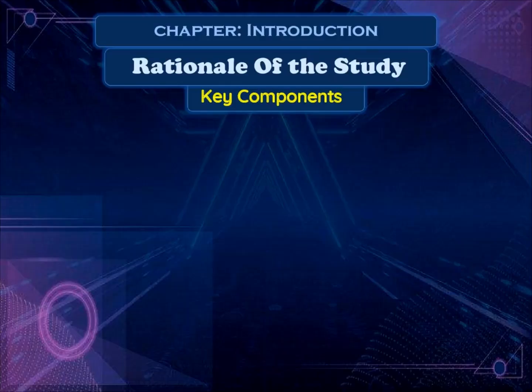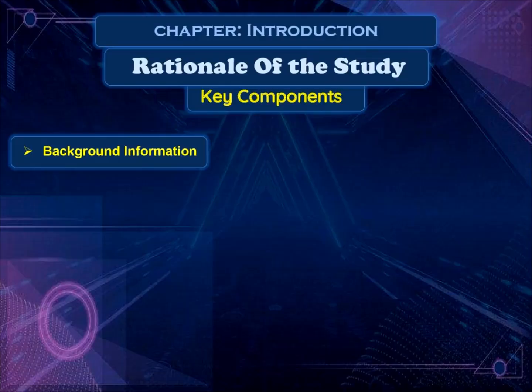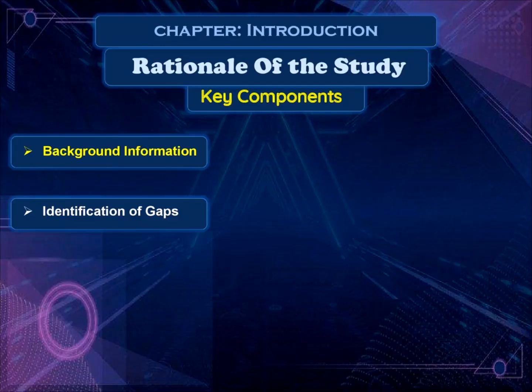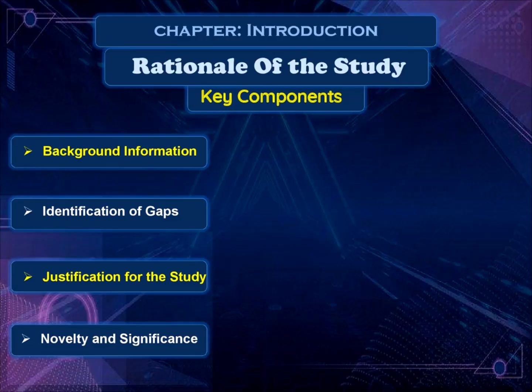Now we go to rationale of the study, and we'll handle key components. Like in need, you can write a lot about what you feel, but in rationale, you have to be logically perfect as to what and why and when and how, following some logic. So you have to give background information, identification of the gaps, justification for the study, and novelty and significance. So in this subunit, you have to handle all the information that you give under these headings, so that it's very clear and logical and systematic as to why you want to do the study.